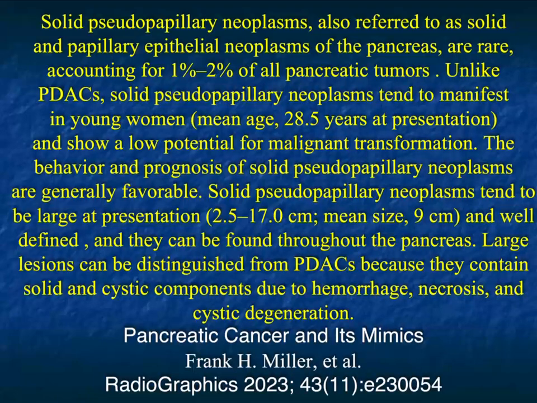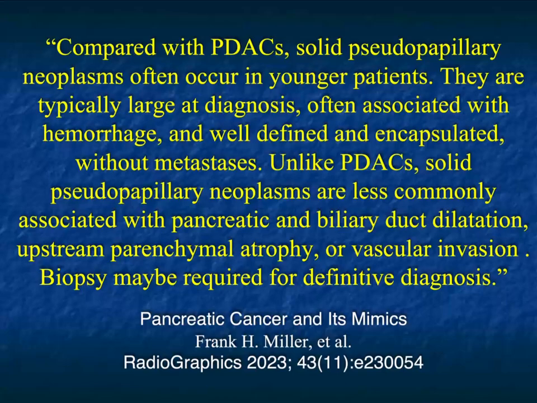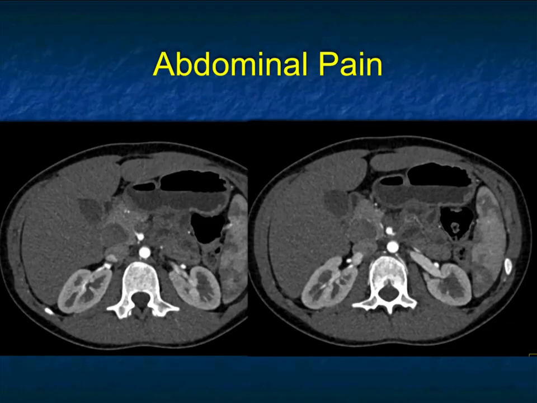They tend to be large at presentation, well-defined, and again, their appearance is classically different. With most SPEN tumors, you do not see dilated pancreatic ducts. And again, the age range is so helpful, though we are seeing younger patients with pancreatic cancer in their 30s. We've seen a number of those, but usually not in their teens or 20s. So it can be very helpful. SPENs are less commonly associated with pancreatic and biliary duct dilatation, upstream pancreatic atrophy or vascular invasion, but still biopsy is often necessary to make the diagnosis.